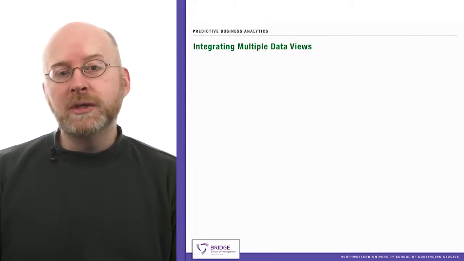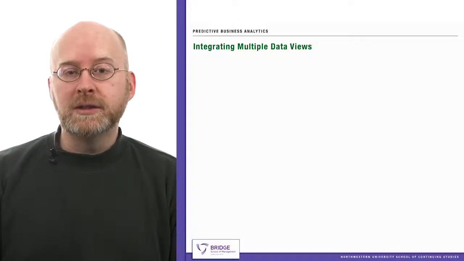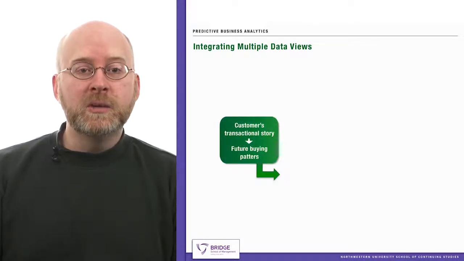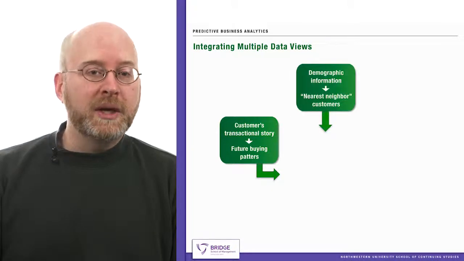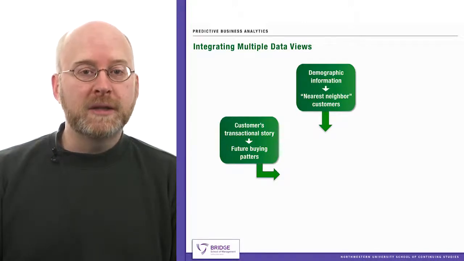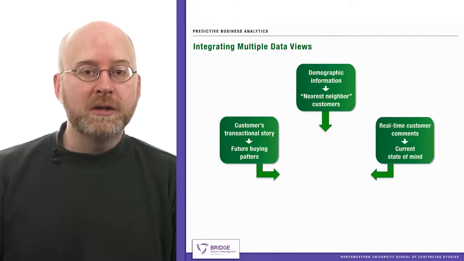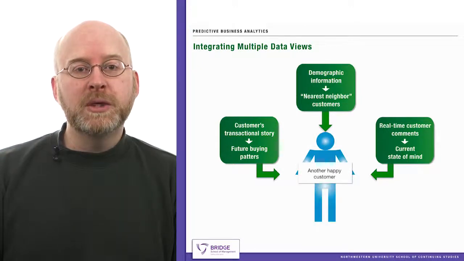So what about other information that may be collected and available for an analysis? Recall that integrating multiple data types and points of view into a model can greatly increase predictive value and competitive edge. For example, knowing a customer's transactional history will yield some insight into future patterns. Demographic information may allow the analyst to find nearest neighbor customers, i.e., those most like this customer. Adding real-time customer activity, for example, call center notes or website activity, can yield a current state of mind. Putting those all together, and the picture becomes much more clear than if we just use one of the individual parts.